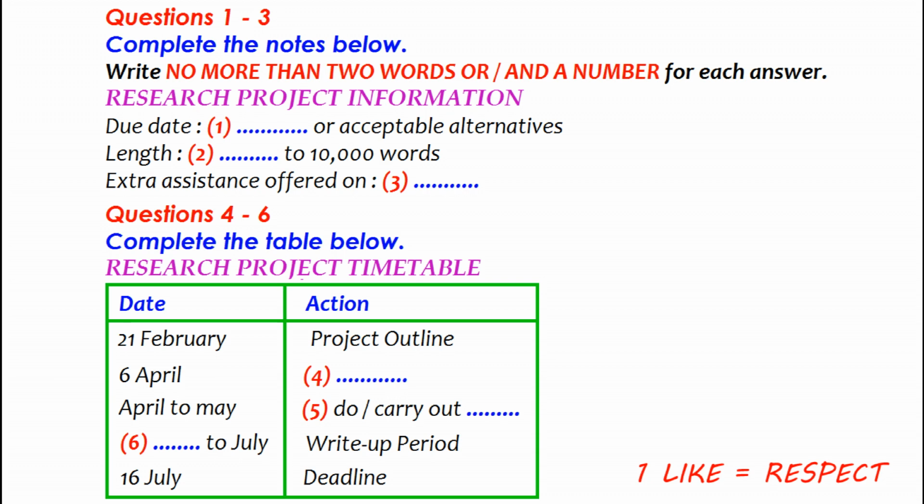And when should we be doing the research? Well, that's over a 1-month period, essentially April to May. And the write-up? Well, you need to do quite a bit of research before you get going on your writing. So that's really May to July, with a due date for handing in on the 16th. Any more questions?